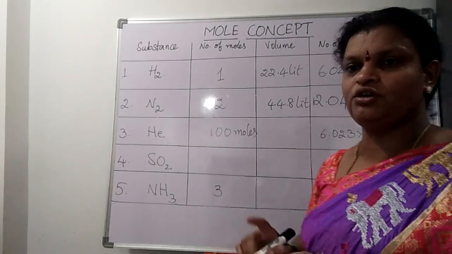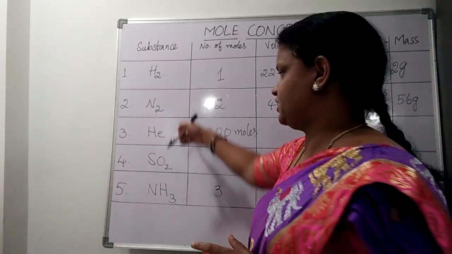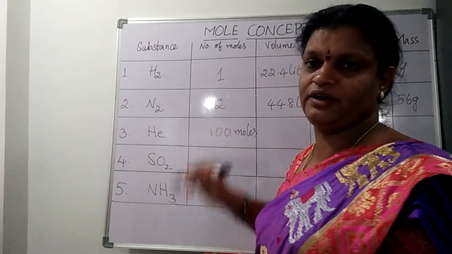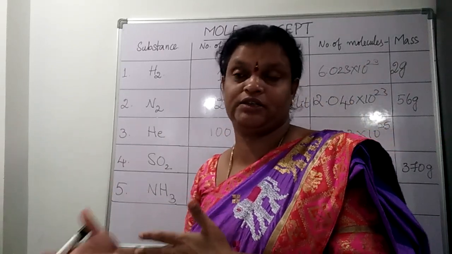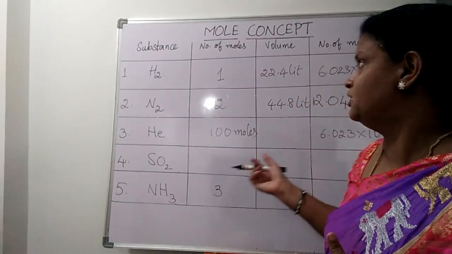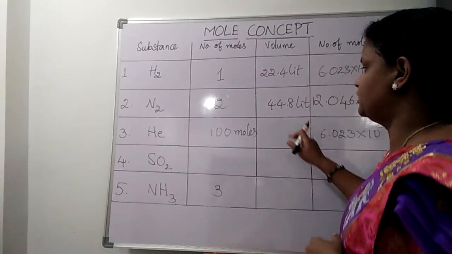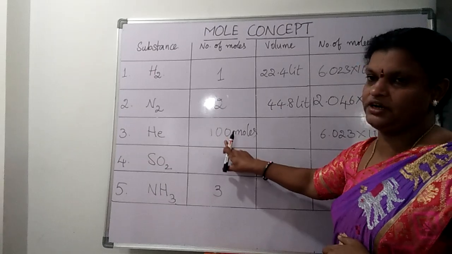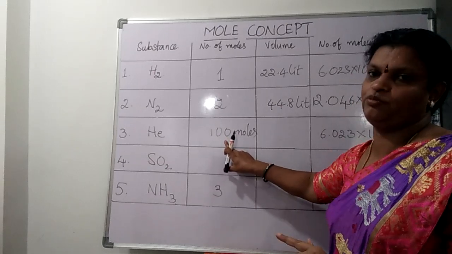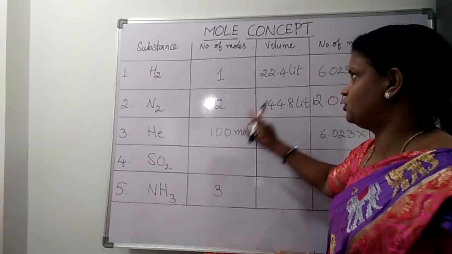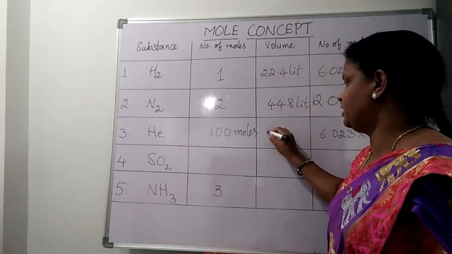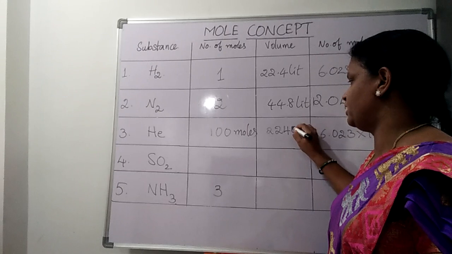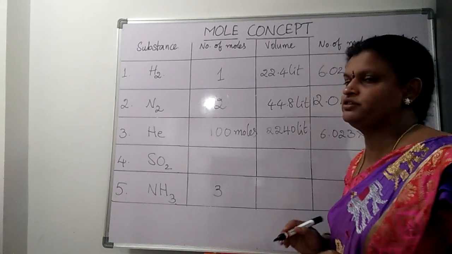Then what about the volume here? If it is 1 mole, 22.4 liters. Because here we have taken all gases, that's why we are talking about volume. If it is a liquid or solid, we can't talk about the volume. So for volume, if it is 100 moles, 1 mole occupies 22.4, so 100 moles will occupy 22.4 into 100. So we can write simply 2240 liters.